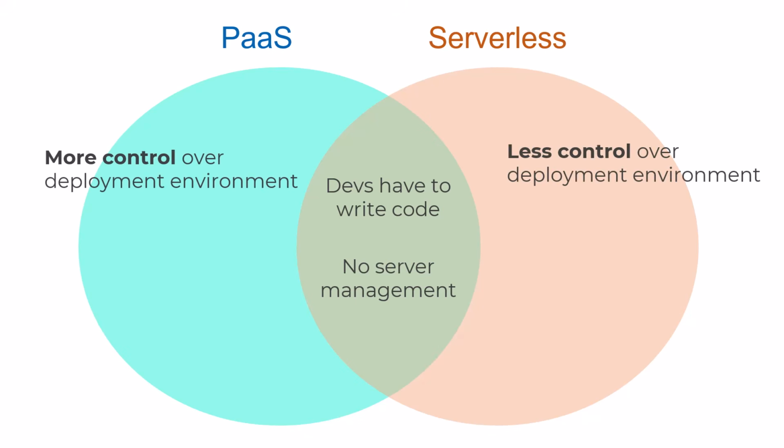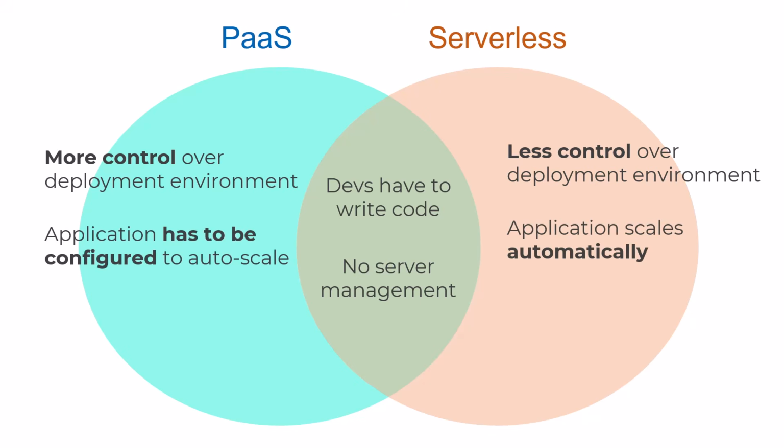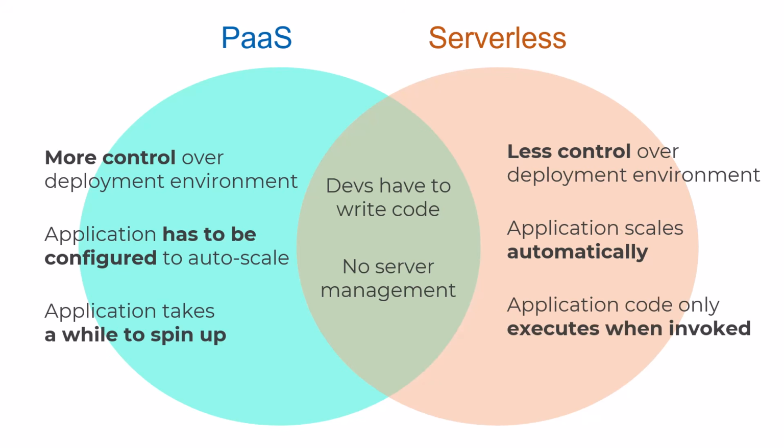So, for example, in PaaS, we have more control over the deployment environment. If I think about hosting web applications in PaaS, we can typically pick service tiers that give us some control over scale and isolation and some of our features. On the serverless side, we have less control over the deployment environment. Now, on the PaaS side, the application has to be configured to auto-scale. We typically have to configure the scale in, scale out through whatever mechanisms the PaaS service offers. Serverless generally scales automatically.